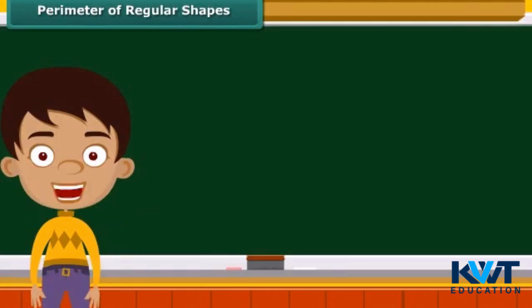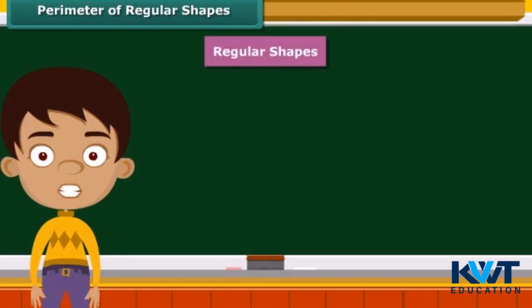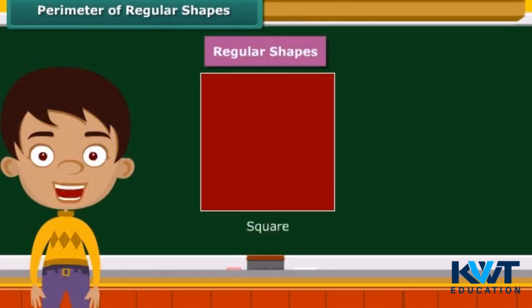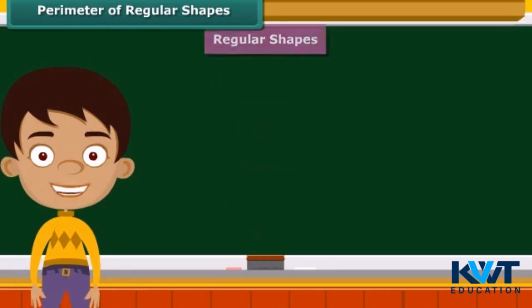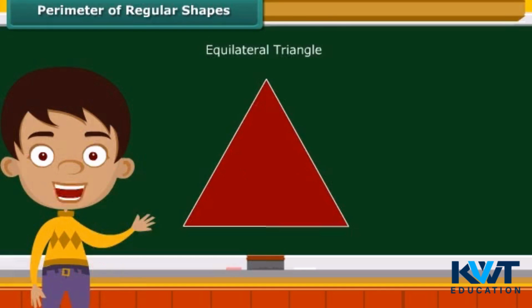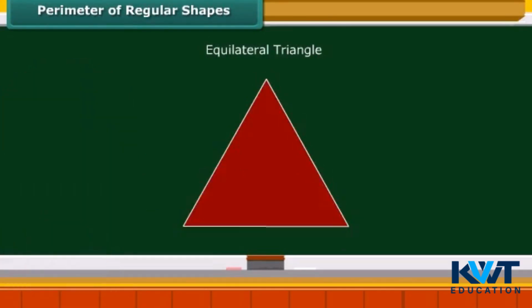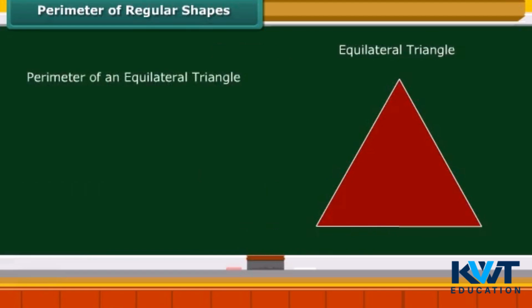Shapes that have all sides of equal length and all angles of equal measure are known as regular shapes. Square is a perfect example of regular shapes. Another regular shape is the equilateral triangle whose 3 sides are equal. Perimeter of an equilateral triangle is 3 multiplied by its side.